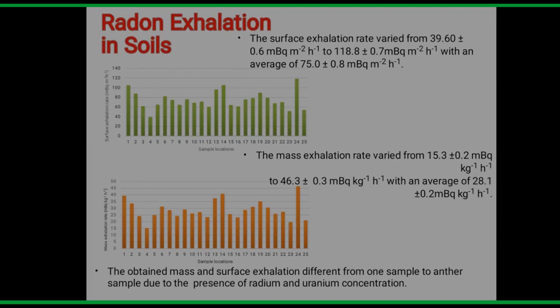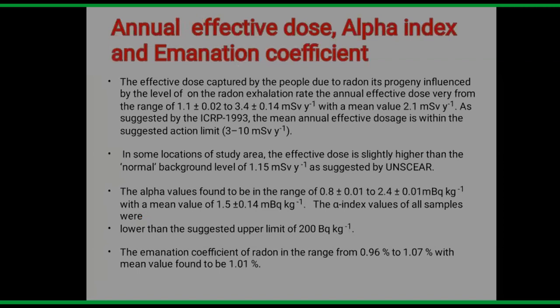Annual effective dose, alpha index, and emanation coefficient. The effective dose received by people due to radon and its progeny is influenced by the radon exhalation rate. The annual effective dose ranges from 1.1 to 3.14 millisievert per year, with a mean value of 2.1 millisievert per year. As suggested by the ICRP 1993, the mean annual effective dose is within the suggested action limit of 3 to 10 millisievert per year. In some locations of the study area, the effective dose is higher than the normal background level of 1.15 millisievert per year, as suggested by UNSCEAR.